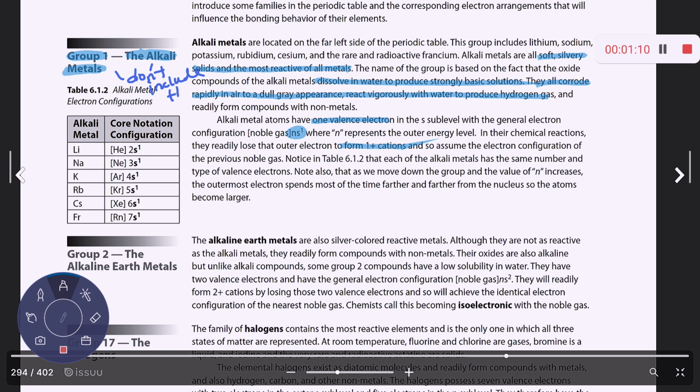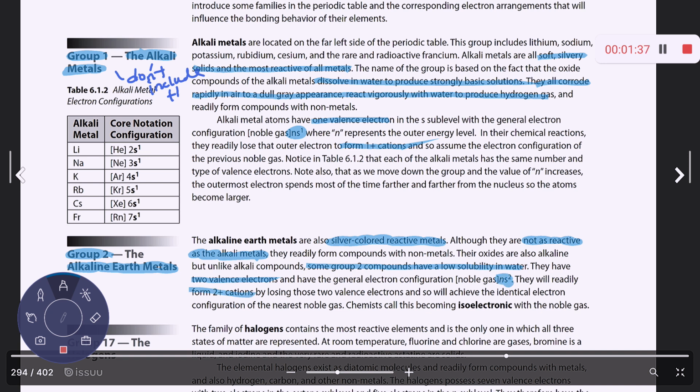If you take a look at group 2, they are known as the alkaline earth metals. These are also silver colored. They're also reactive, but they are not as reactive as the alkali metals. Some of them have low solubility in water when they combine with a non-metal. They have 2 valence electrons. Their electron configuration ends on ns2.